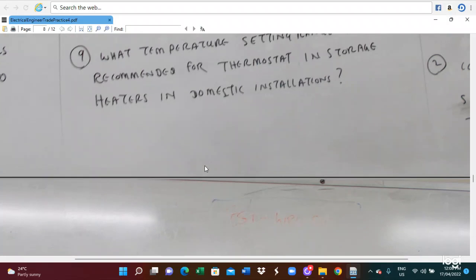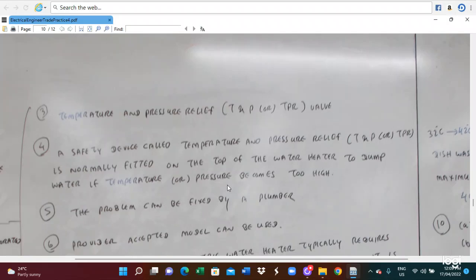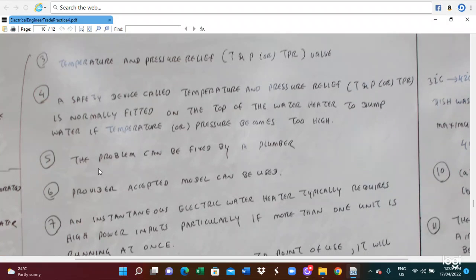And question number 9: what temperature setting range is recommended for the thermostat in the storage heater in a domestic installation? That is answer number 9. In this case, above 70 degrees centigrade, bacteria die instantly. At 60 degrees centigrade, 90% die in 2 minutes, and at 50 degrees centigrade, 40% die in 8 to 124 minutes. At 48 to 50 degrees they can survive but not multiply. So this is how to control the bacteria with temperature.